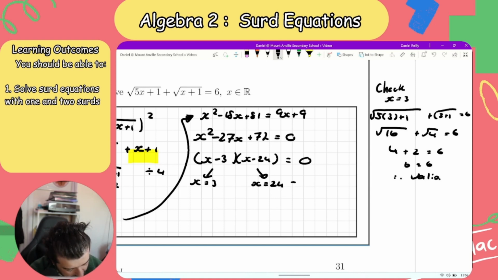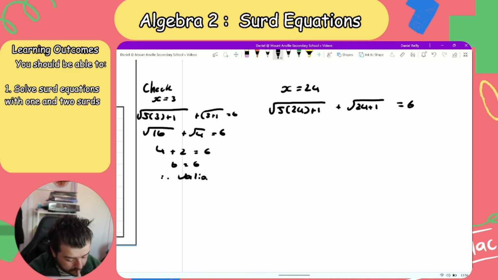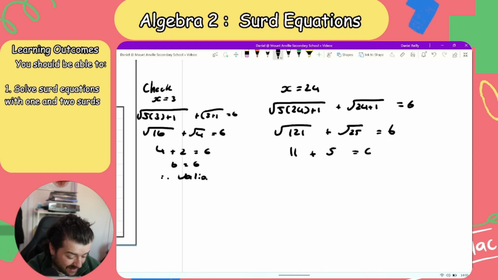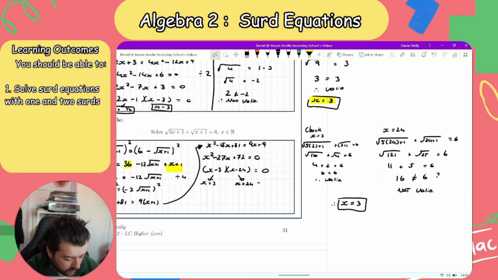Right, let's now check x equals 24. Root 5 times 24 plus 1 plus root 24 plus 1 equals 6. This is equal to 5 times 24, 120, plus 1 is 121, plus root 25 equals 6. 11 plus 5 equals 6. 16 equals 6. No, it doesn't. So it's not valid. So x equals 3 is my solution to that equation there.